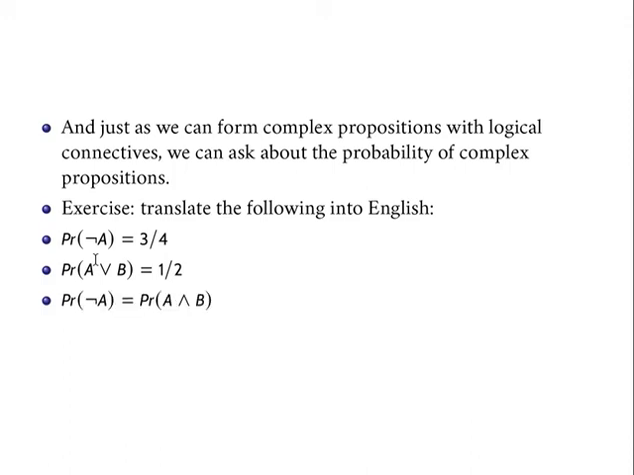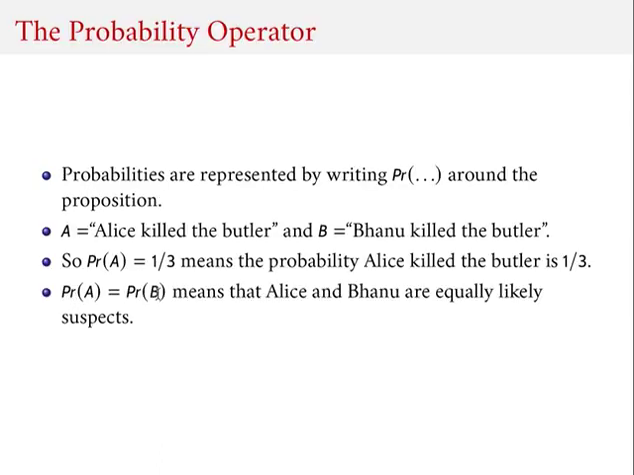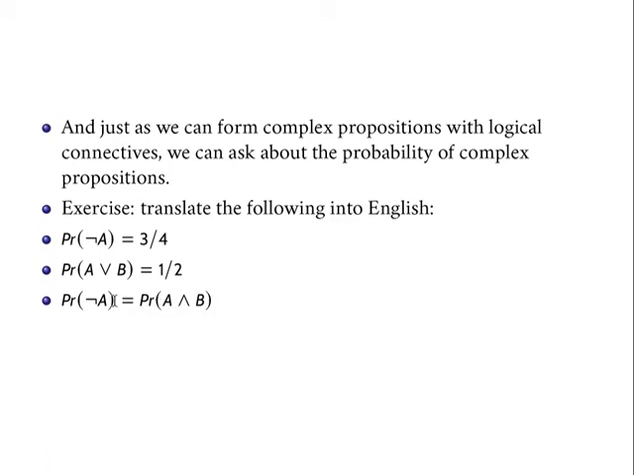So I think there's a couple more here. Just as above, where we could say that the probability of A equals the probability of B, we can also say that the probability of not A equals the probability of A and B. That is to say that the probability that Alice didn't do it equals the probability that Alice did it and Banu did it. So maybe they work together in that case. So when we join A and B and ask about the probability, we're asking about the probability that Alice and Banu did it, which is to say that maybe they worked together to commit this murder.